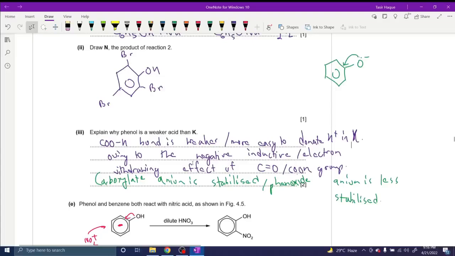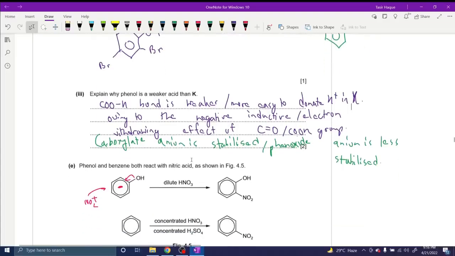Phenol and benzene both react with nitric acid as shown. However, you know that benzene requires concentrated H2SO4 and concentrated nitric acid, right? Phenol does not require that. Why is that? Because phenol actually activates the benzene ring. What does this mean? Or what does this indicate?